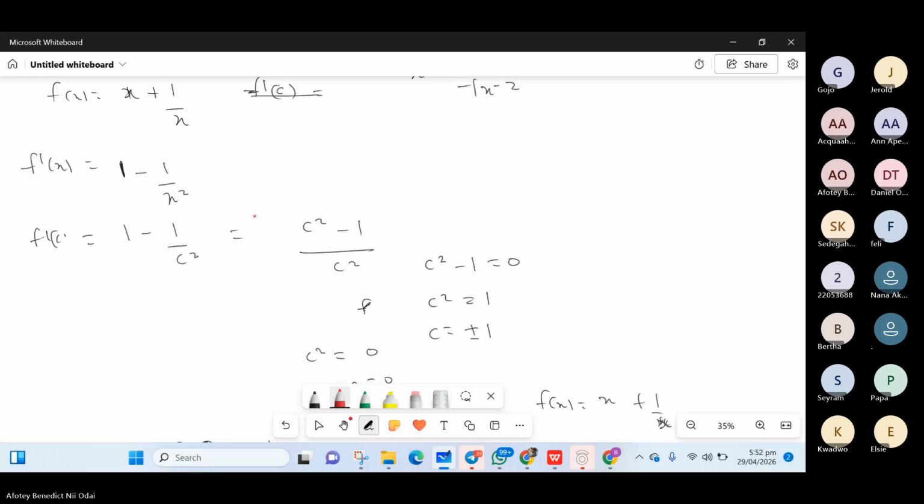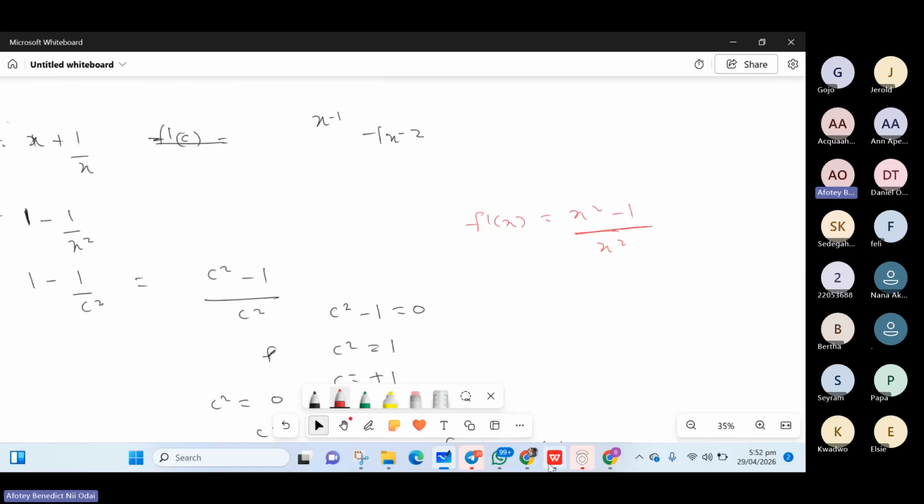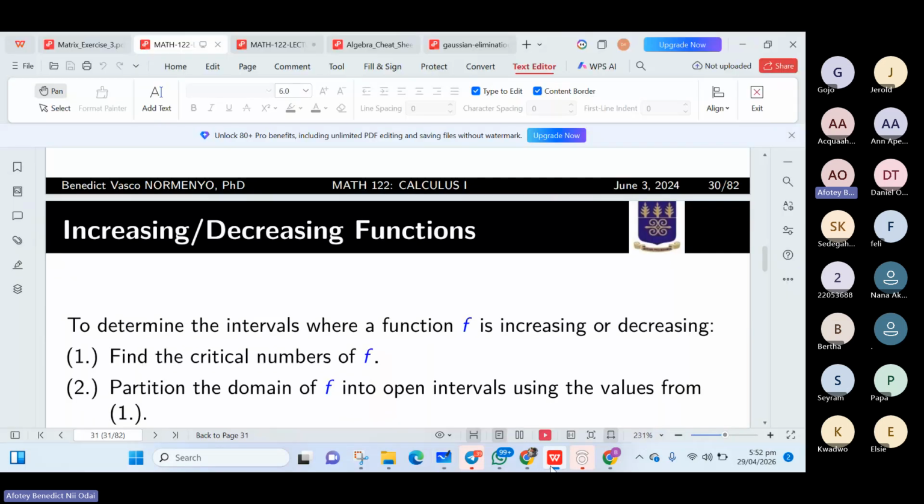So we rather had to use our f prime of x, which is equal to x squared minus 1 on x squared. This was the function we had to use, right? I'll be sharing the book, then we can do it. I don't think it was written in the slide.